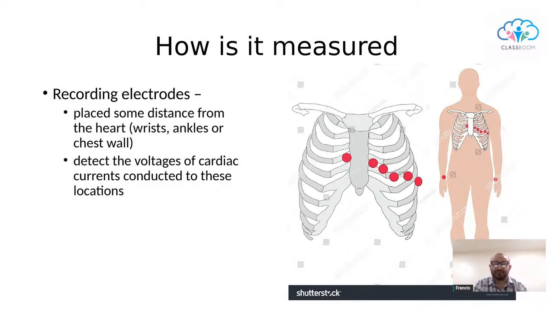And how is it measured? It's measured by using both limb leads and chest electrodes. The chest electrodes are positioned as shown on the image, and you can see the position of the limb electrodes as well. Here, the voltages of cardiac currents are detected by each electrode, and you get a readout.